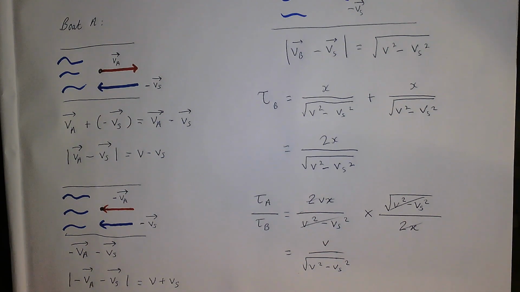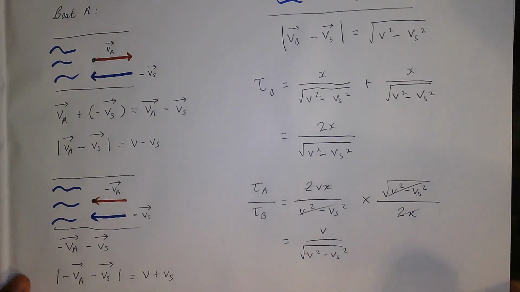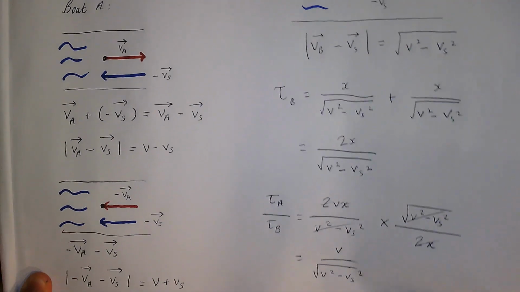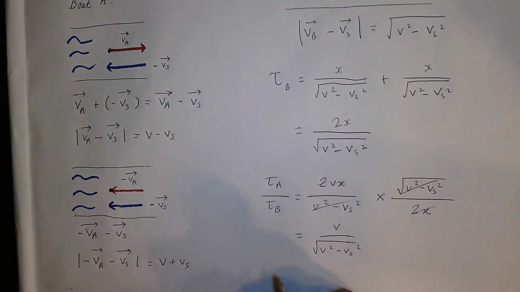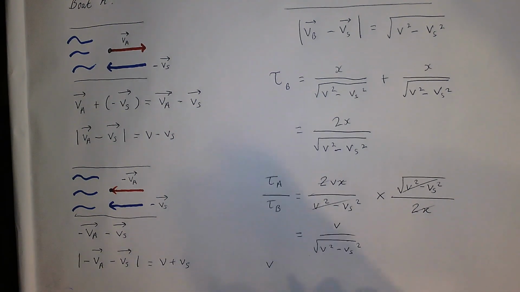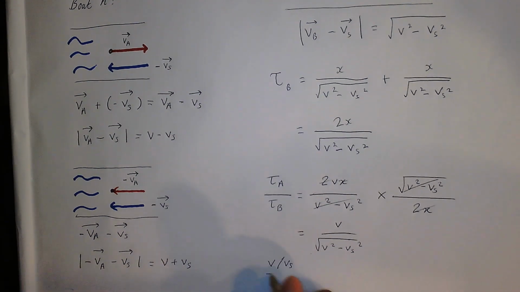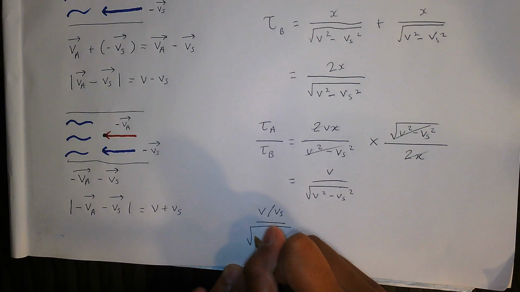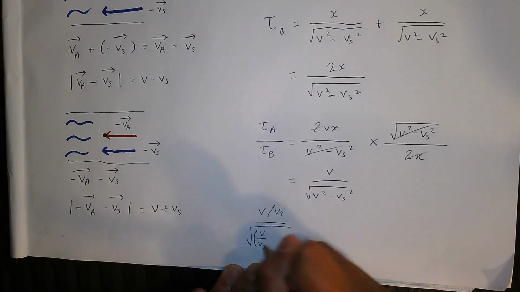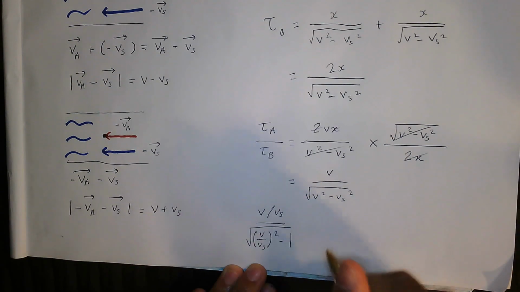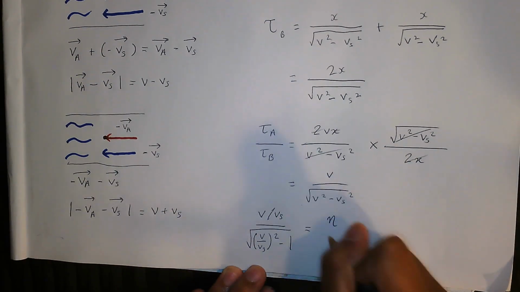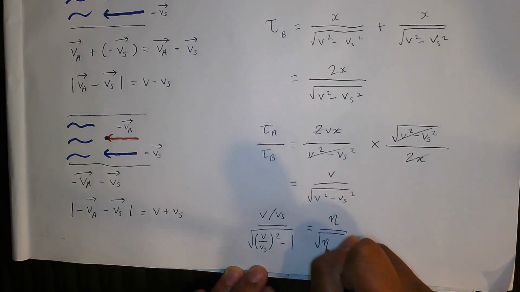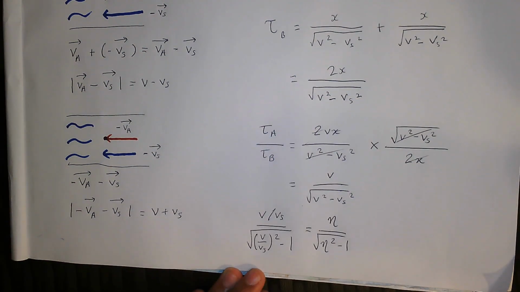Now in the question it tells us that v over vs is equal to eta. So if you divide every term in this expression by vs, then you get v over vs in the numerator, and in the denominator you get the square root of (v over vs) squared minus 1, which equals eta over the square root of eta squared minus 1. And that is the final answer.